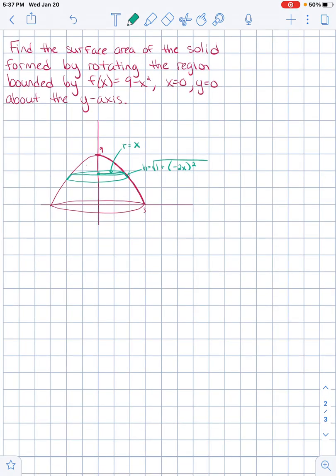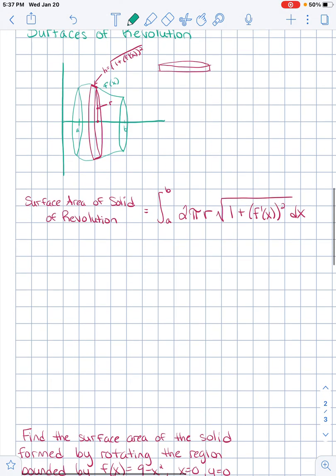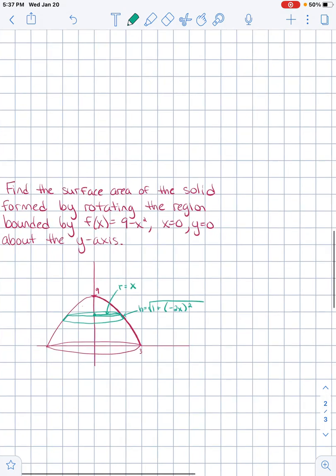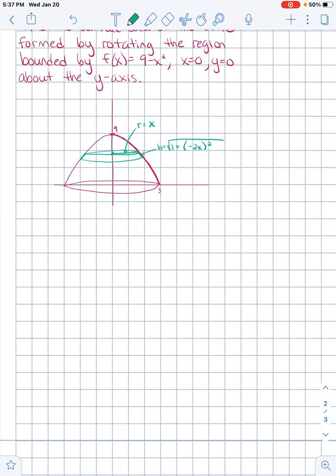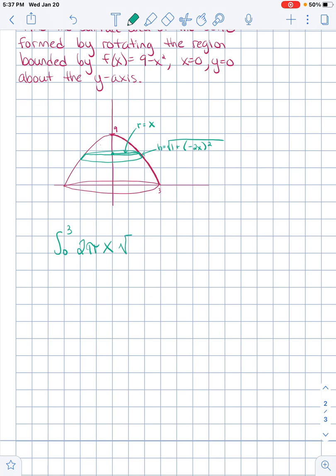So it's going to depend on which direction the function is being rotated. If we're rotating about the x-axis, we have f of x. If we rotate about the y-axis, we have x. All right, let's write this out. We're going to integrate this from 0 to 3, because that's where the region that was bounded is, from 0 to 3. It's 2 pi times the radius, which is just x, times the height, which is the square root of 1 plus 4x squared.